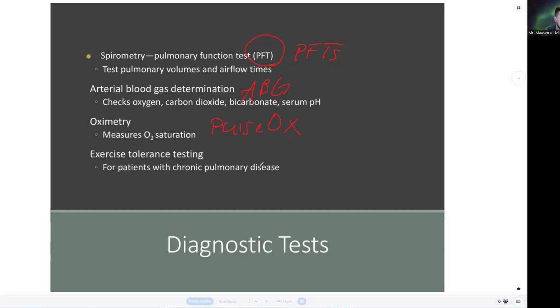And then you can just see how well they tolerate exercise, because that's going to ramp up the metabolic need of the cells, therefore ramping up the need for oxygen. But these are your 1, 2, 3 most common, though you don't have to know them in order. I'm just saying we always check a pulse ox for vital signs for most patients. If we're having issues, we could check ABG, and if someone has some kind of lung disease, they'll do PFTs and see what the volumes are. So think of PFTs as more about the volumes.